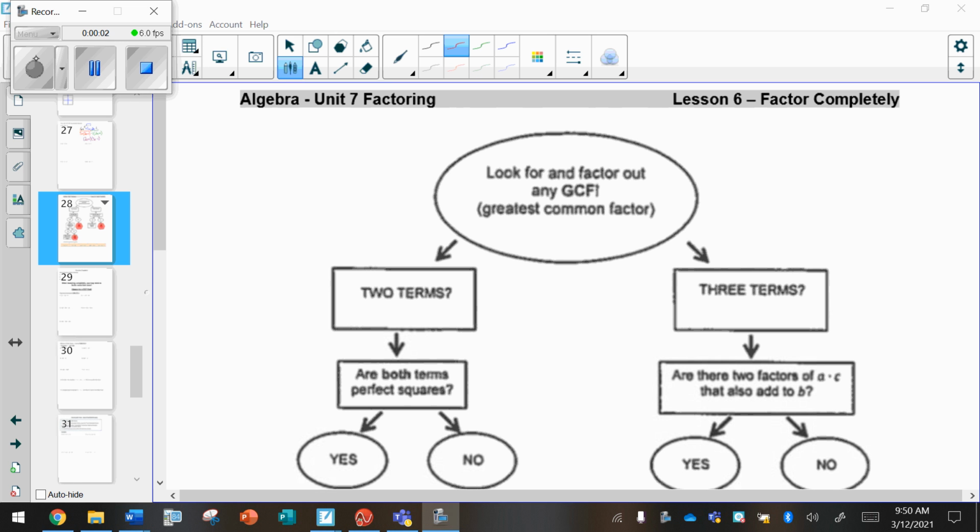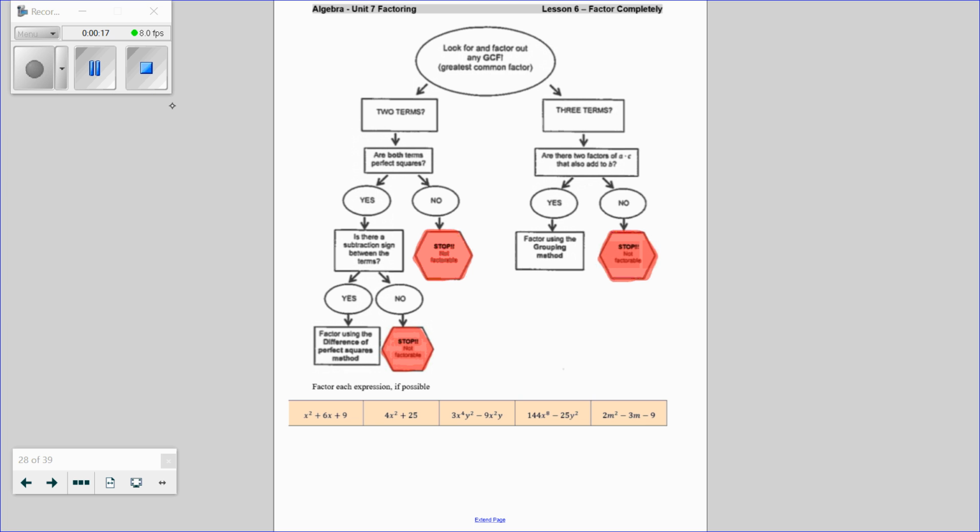Hello there, algebra friends. We are going to do a little bit of mixed factoring. Factoring completely is what it's called, which means we may have to factor several times within the same problem. This flow chart that you see on your notes and on the screen is supposed to help you figure out what to do when we're doing all this different kind of factoring all at once.